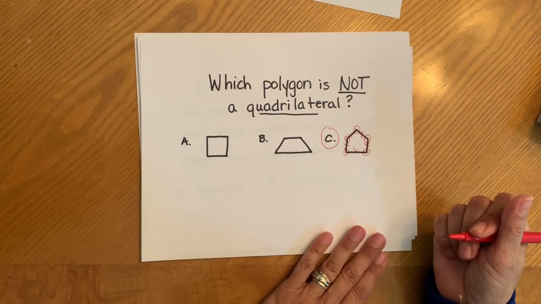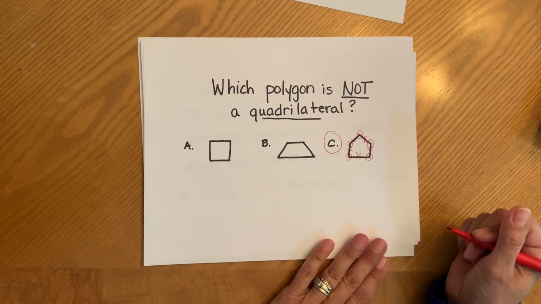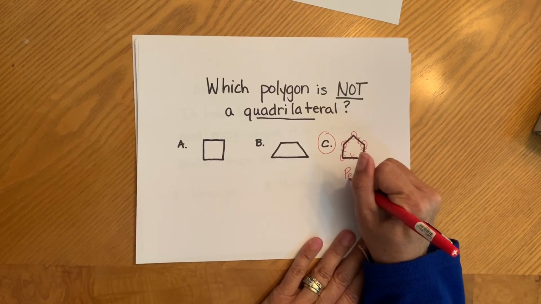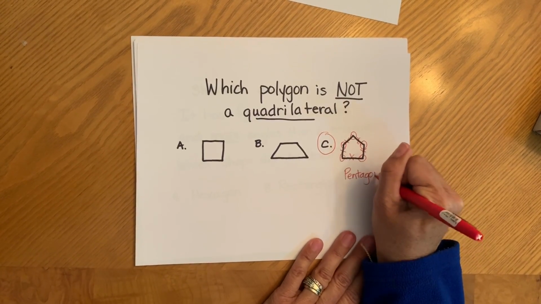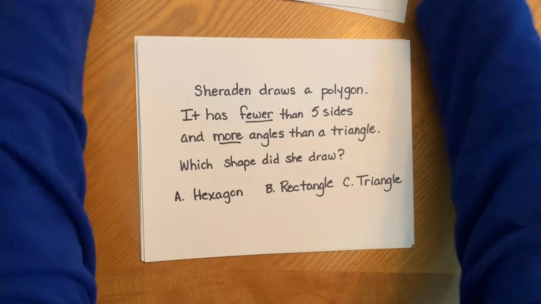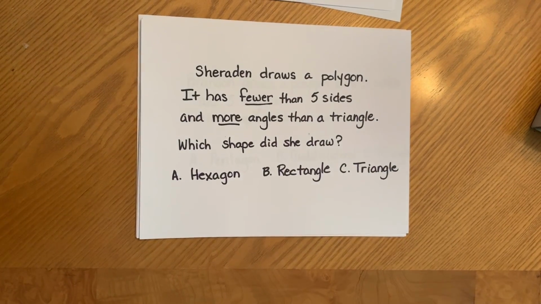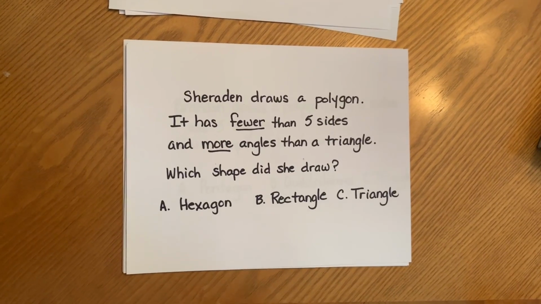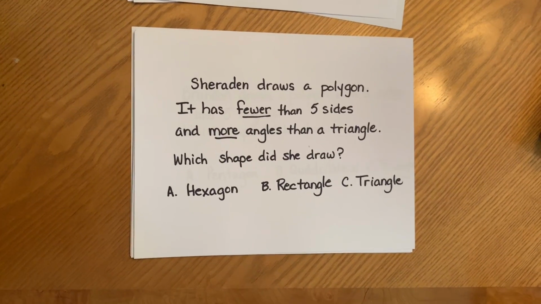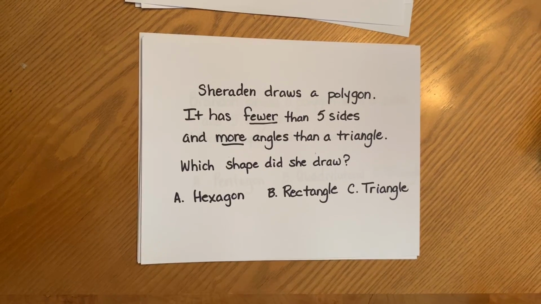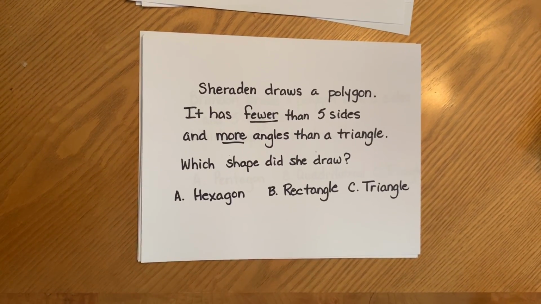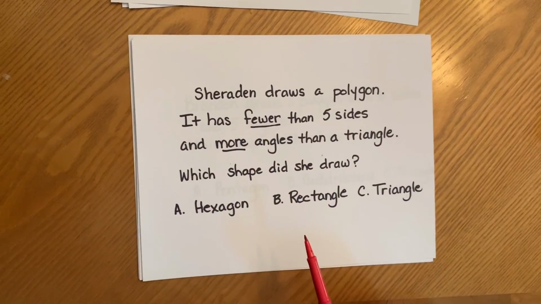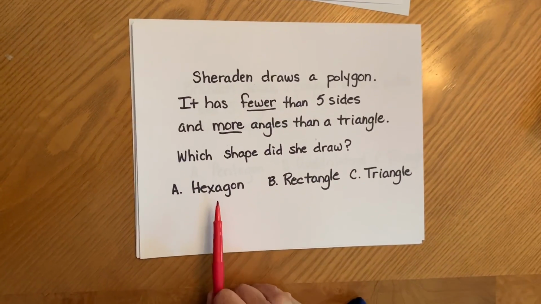Do you remember what shape has 5 sides, 5 vertices, and 5 angles? If you said pentagon, you were correct. Good job. Now we have a word problem. Sheridan draws a polygon. It has fewer than 5 sides and more angles than a triangle. Which shape did she draw? It has fewer than 5 sides. Fewer means less than. So could it be a hexagon?